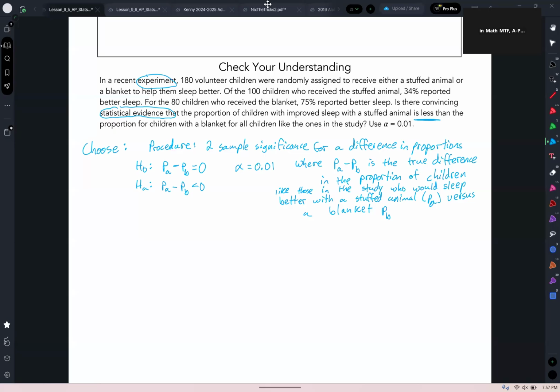One thing I want to emphasize and point out here is you have to be careful that you are not making this sound like an observational study with an inference about a population. We are wanting to make it clear that it's that stuffed animal that is causing the better sleep than the blanket.